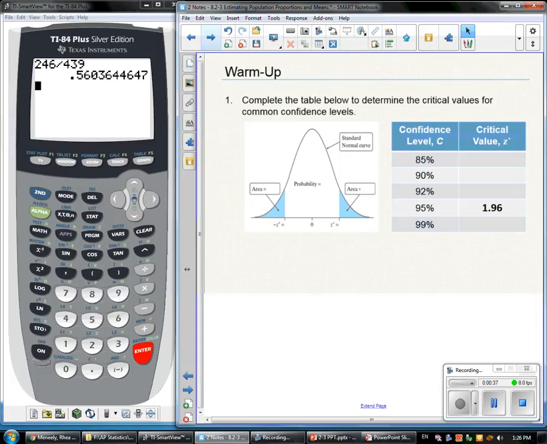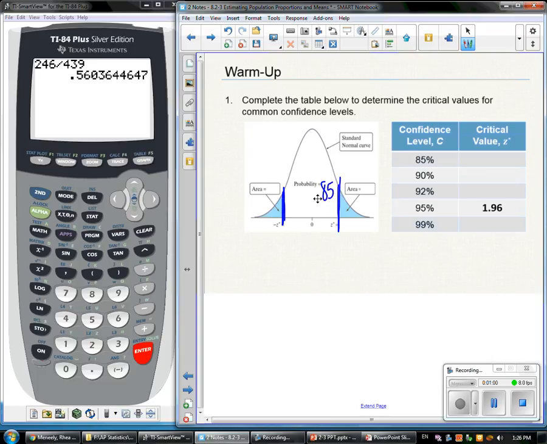Determining the critical z value from the confidence level. This is basically where you take your confidence level. That's going to be your central probability. So like this is going to be a probability of 85%, and I'm interested in finding the boundaries of that interval. So I'm trying to find the z-star values, or the z-score values, that are on the boundaries of that 85%.